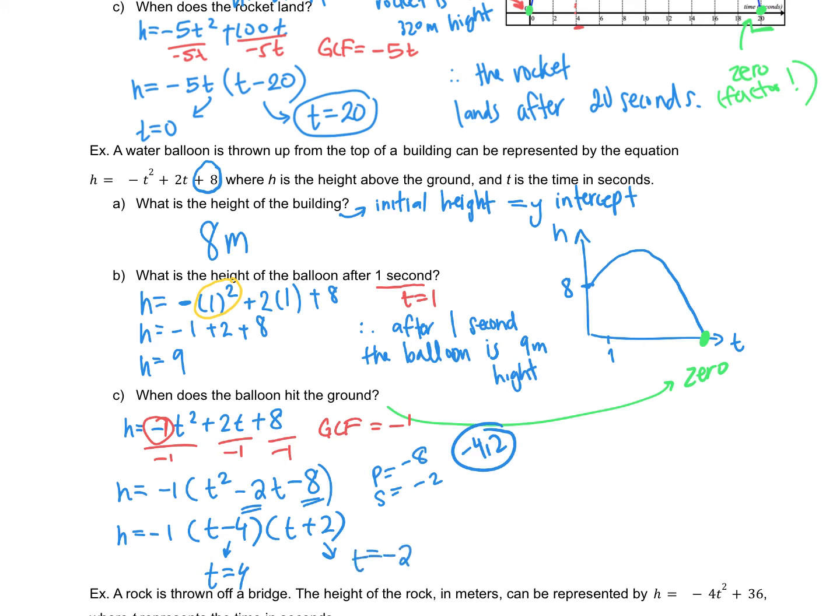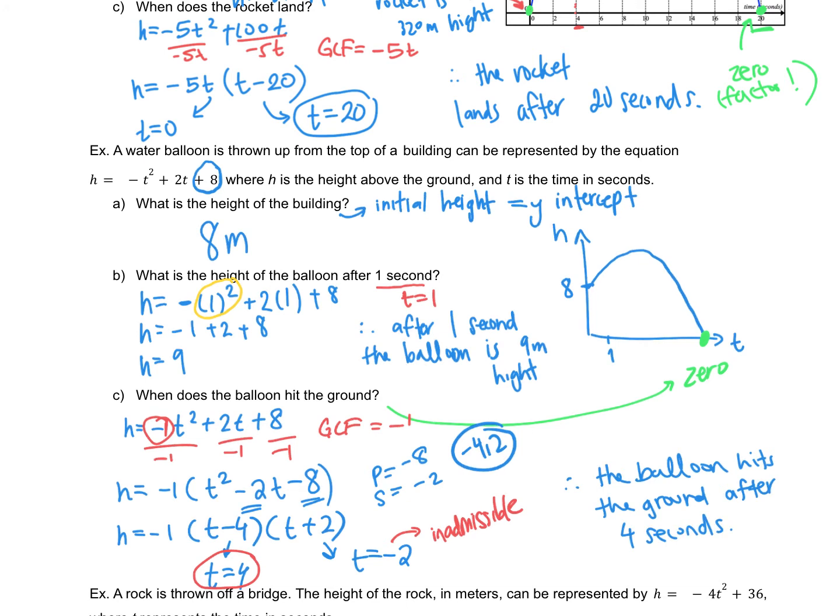bracket -2. Now this is time, and we're talking about when the balloon hits the ground. This negative time doesn't make sense because you can't have a negative time. So we just say inadmissible. It doesn't make sense. It doesn't work here. So that means it takes 4 seconds for the balloon to hit the ground. Therefore, the balloon hits the ground after 4 seconds.